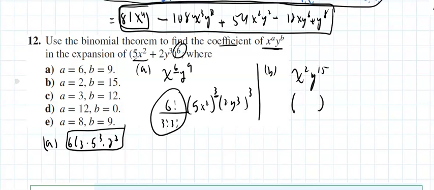Well, again, I have no control over it. The first term is always going to be 5x squared, and the last term is always going to be 2y cubed in this expansion. No choice. To get an x squared, don't you put a 1 there? That's the only way to get an x squared. If this is 1, isn't this 14?